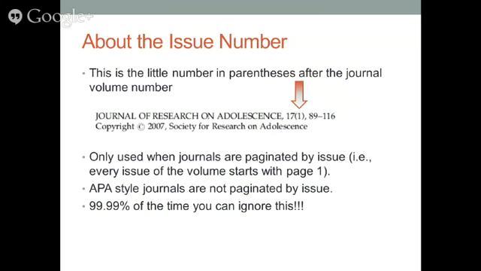It's only necessary when journals are paginated in a very specific way, and this is called being paginated by issue. What this means is that every issue of that journal's volume starts at page 1, just like magazines do. Now, APA style journals, such as the Journal of Research in Adolescence, are not paginated by issue. The issue number gets listed on the printed versions of the journal itself, but it's not actually needed in the references for those articles.